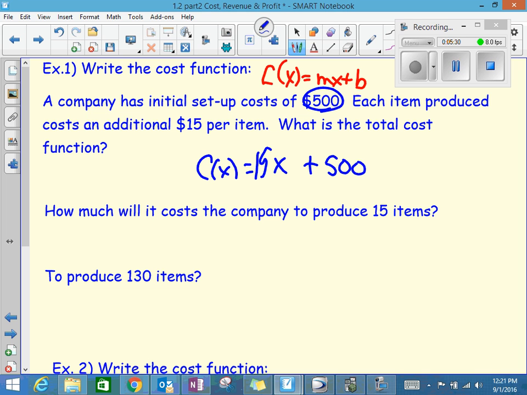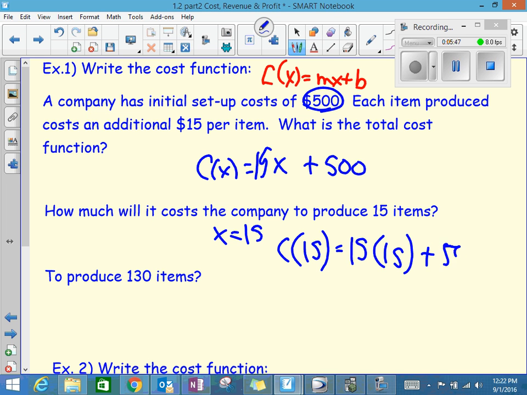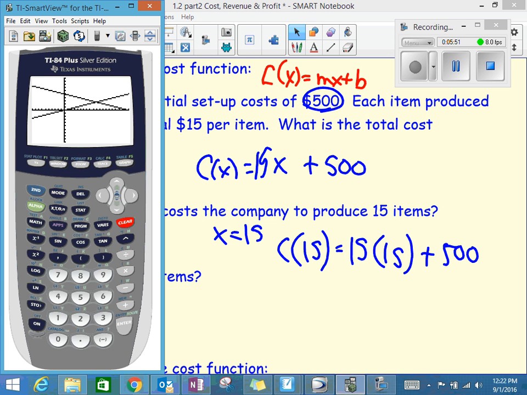So how much will it cost for the company to produce 15 items? So how would we solve that? Right, so substitute x equals 15, right? So the cost of 15 items is going to be 15 times 15 plus 500. So 15 times 15 plus 500. So 720.